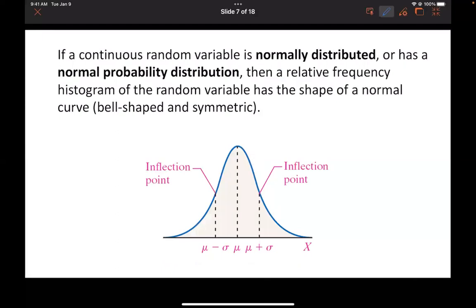So a continuous random variable is normally distributed, it has a normal probability distribution, if when you graph it, it has this nice pretty bell shape. So it is considered normally distributed. We're going to be looking at normally distributed things a lot, or we're going to be manipulating things so that they become normally distributed in order to do math with them. Because most of the math that we're going to learn from here on out is going to require that we have this normal distribution. Don't worry about the inflection points. They're not important.